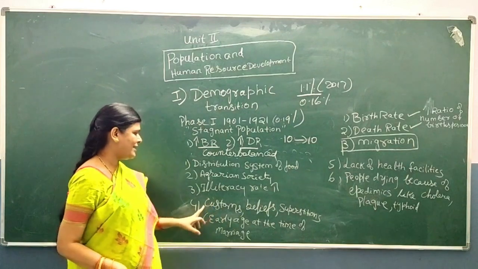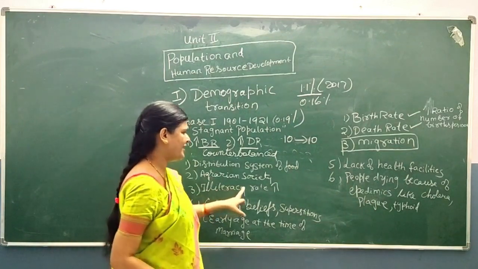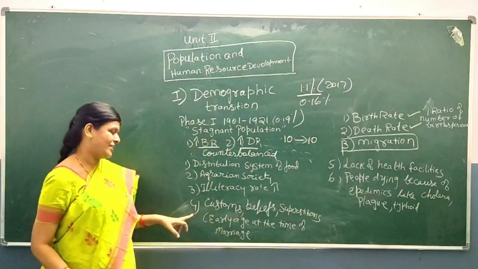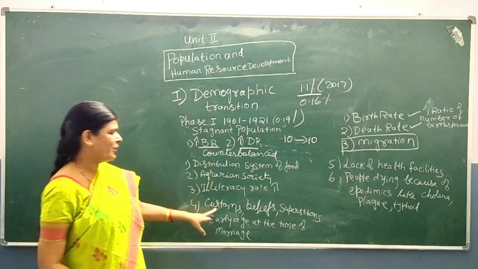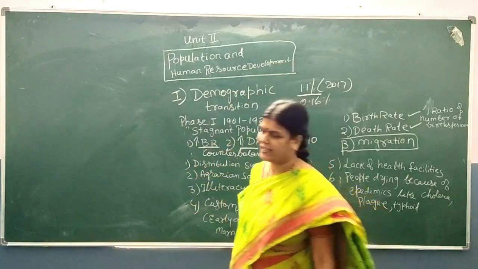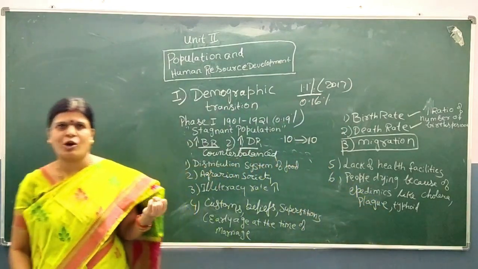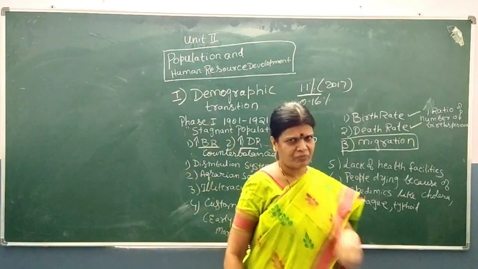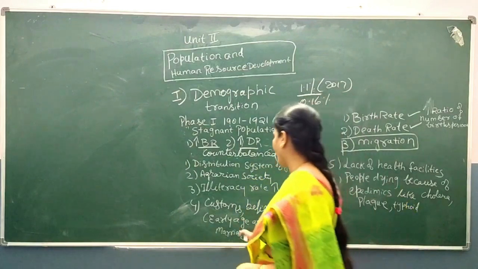So the next one is that illiteracy is high because of lack of education facilities. The next one is customs, beliefs and superstitions. India is dominated by so many traditions and customs. All this leads to poverty.